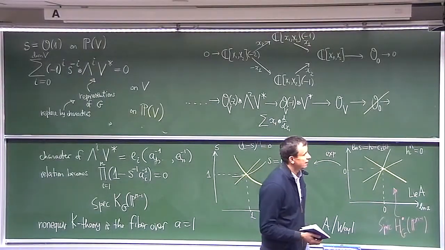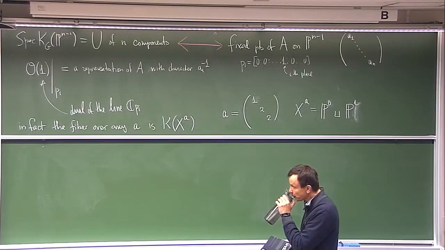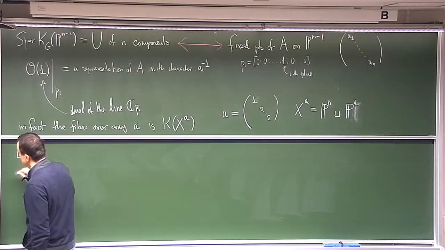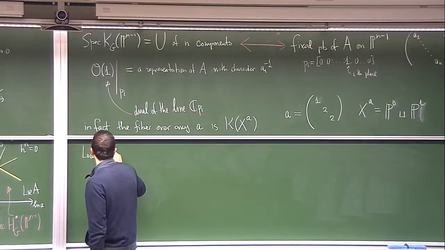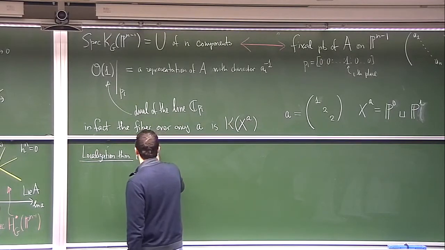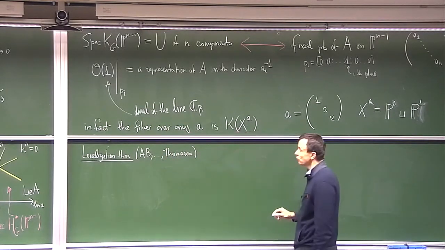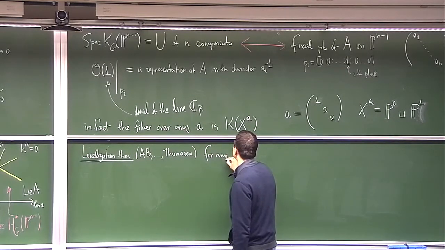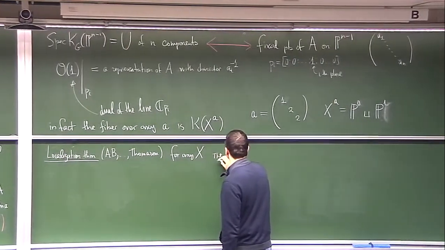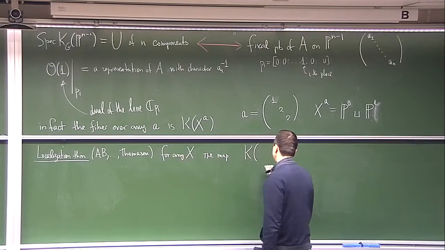And the main tool to seeing this is a very general theorem. This is called the localization theorem. It has a long history. It starts maybe with Atiyah, but in the form I'm going to state it now, it goes back to Thomason. It says that for any X whatsoever, it doesn't have to be smooth or anything, you can consider the K-theory of the fixed locus.